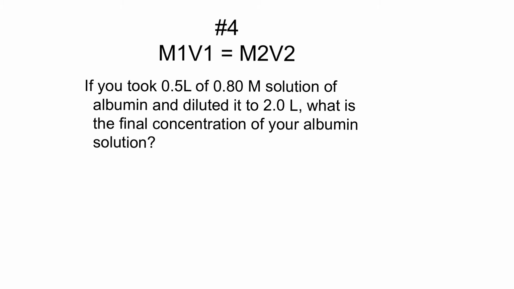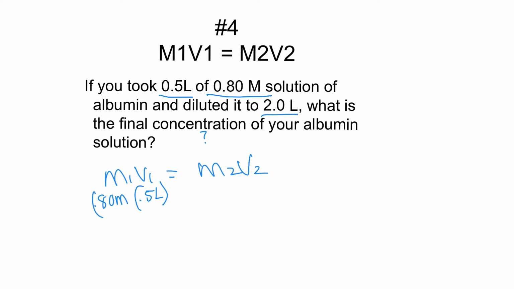Let's try another one, okay? This problem says if you took 0.5 liters of a 0.8 molar solution of albumin, albumin is a blood protein, and diluted it to 2 liters, what is your final concentration of your albumin solution? So I'm going to use my M1V1 is equal to M2V2, and I'm going to plug in my variables here. So I have a 0.5 liter of my original solution, and my original concentration is 0.8 molar.